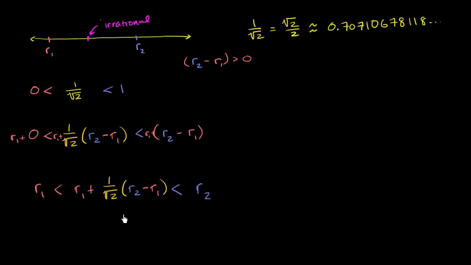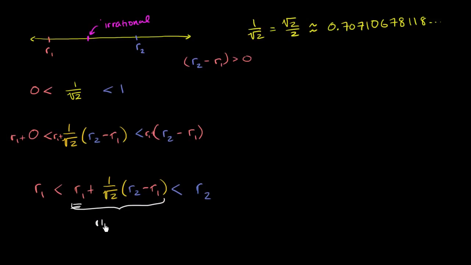So I've just shown you that if you give me any two rational numbers, and I'm assuming R2 is greater than R1, I have constructed an irrational number that's going to be between those two rational numbers. You take R1, the lower of the rational numbers, and to that you add 1 over square root of 2 times the difference between those two rational numbers. And you are going to get an irrational number.